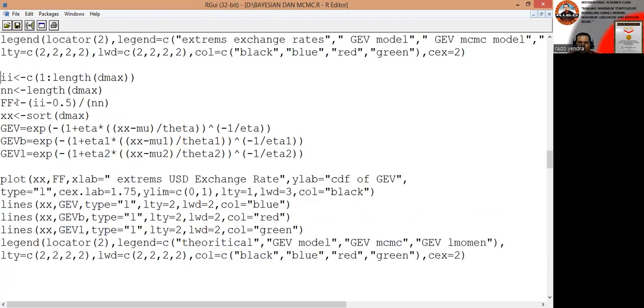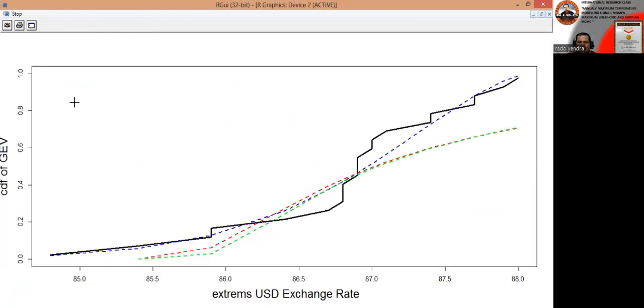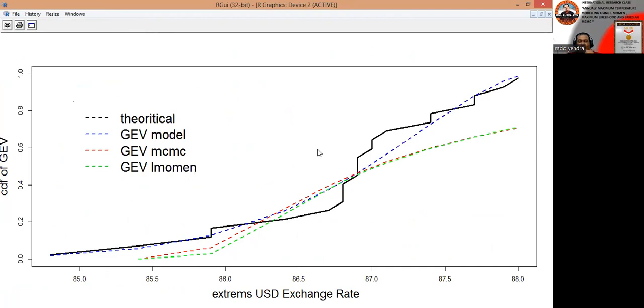You can check at your home. We run here and then you check. You can check here. Like I said before, we have the 3 graphs. The blue one is representative of GEV by maximum likelihood. The green one means GEV by the Lmomen. And the red one means GEV by the Bayesian MCMC. And you can check here. The blue one is very nice to capture the GEV observation.